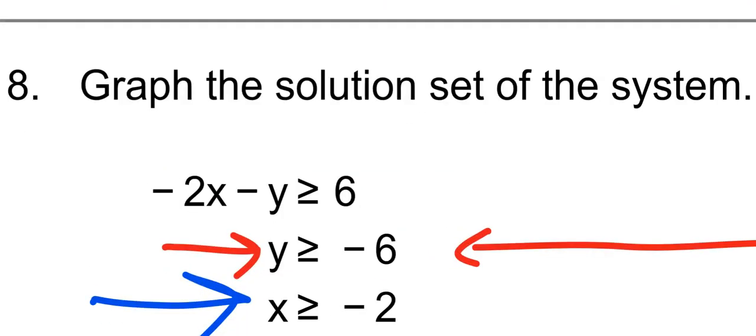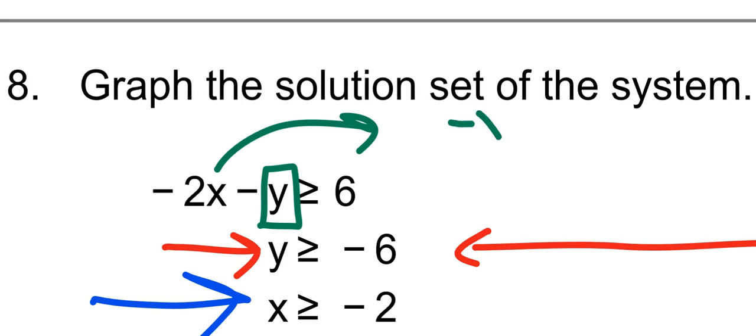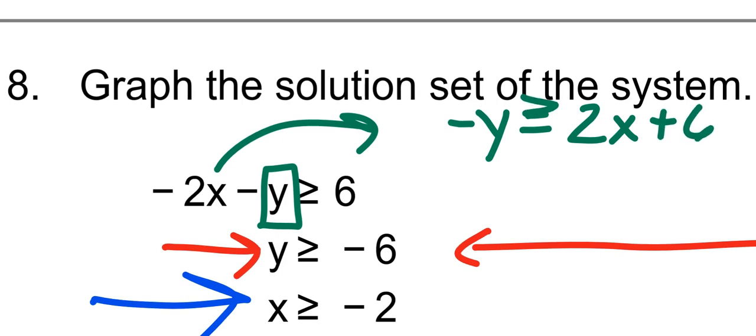What do we need to do to graph this last one? Let's put it into slope-intercept form. Solve that thing for y. What are we going to do to the 2x? What are we going to do to both? Add it. Excellent. That gives me -y is greater than or equal to 2x plus 6.